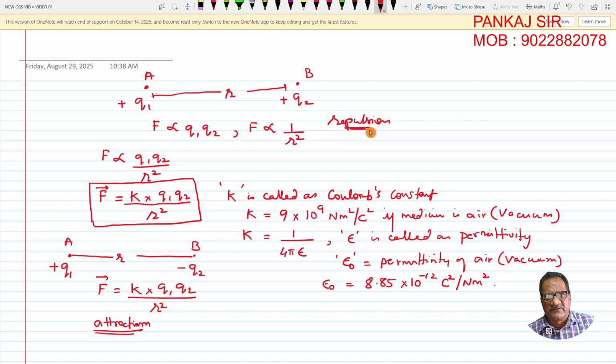So when two like charges are separated by some distance, the force between them will be the force of repulsion. The value will be K into Q1 Q2 divided by R square. And when the two charges are of opposite sign, one positive and one negative, then there will be a force of attraction. Is that clear? So this is the concept of the force between any two charges kept in a particular medium.